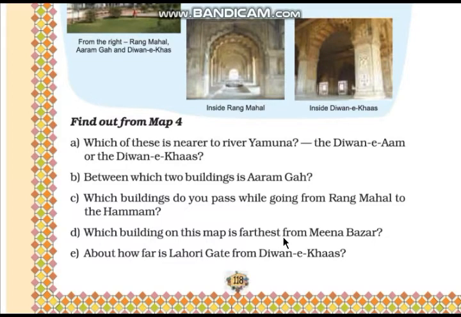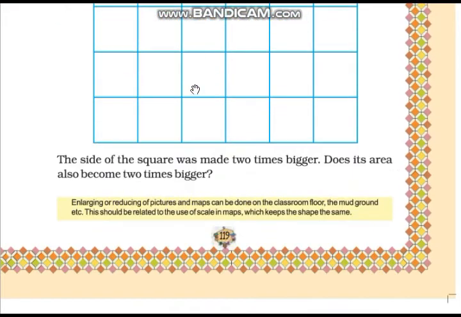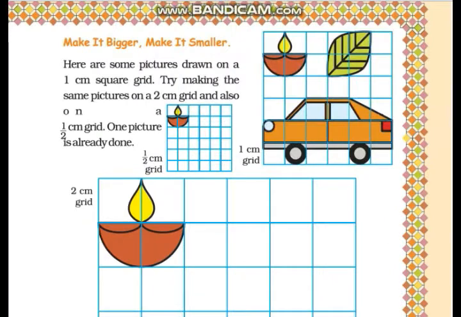Today we are going to start with the new topic, make it bigger, make it smaller, which is given on page number 119. Now children, open page number 119. Here the topic is make it bigger, make it smaller. Here are some pictures drawn on a 1 centimeter square grid. This is a 1 centimeter square grid. Try making the same pictures.